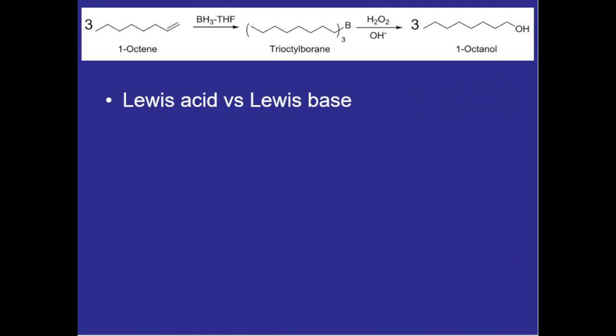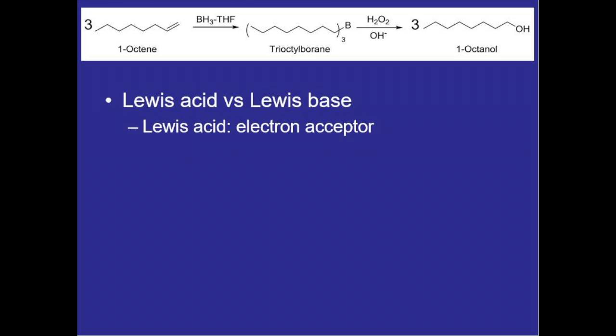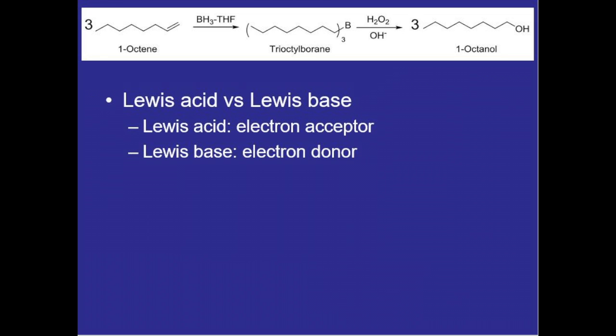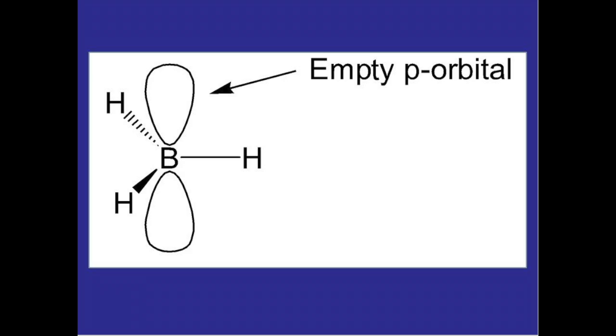We'll be manipulating some Lewis acid, Lewis base chemistry in this reaction. So for a quick review, Lewis acids are electron acceptors and Lewis bases are electron donors. So for example, if we look at the borane molecule, boron can make 3 bonds, so bonds with 3 hydrogens, meaning that it is sp2 hybridized and there's an empty p orbital. So this will act as a Lewis acid because electrons will be donated into that empty p orbital.